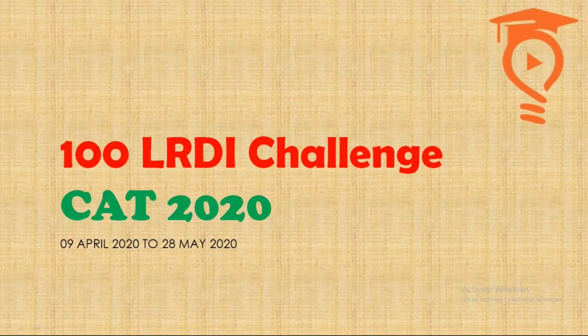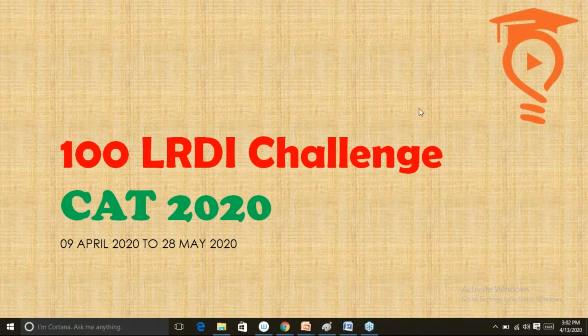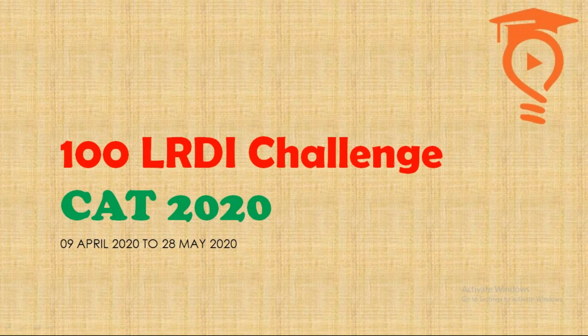My name is Mayank and this is the 7th video of the 100 LRDI challenge for CAT 2020. This set is based on a 3-set Venn diagram. Now let me tell you, Venn diagram is a topic which is increasingly becoming extremely important from CAT's point of view. In the past few years, almost every year there is a set based on Venn diagram. Let us have a look at the question.